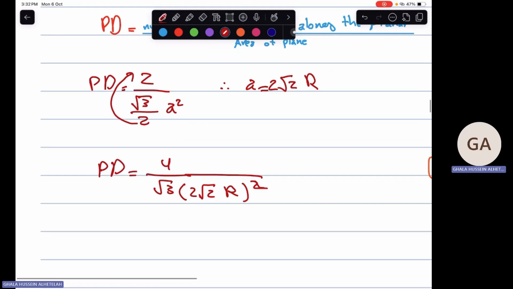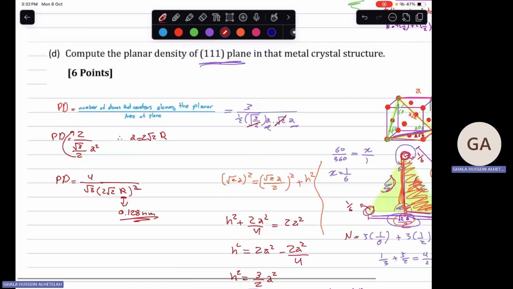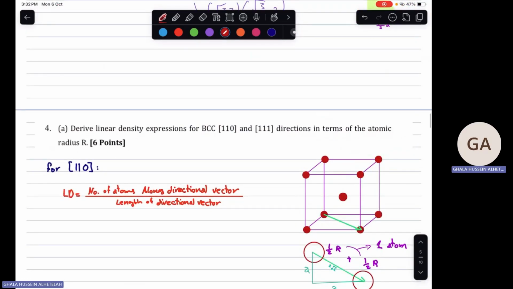If you want to find the planar density in nanometers, you can substitute r with the value in nanometers, which is given as 0.128, and then you will find the planar density directly. If you want it in per meter squared units, you will convert this to meters. Okay, let's move on to the fourth question.